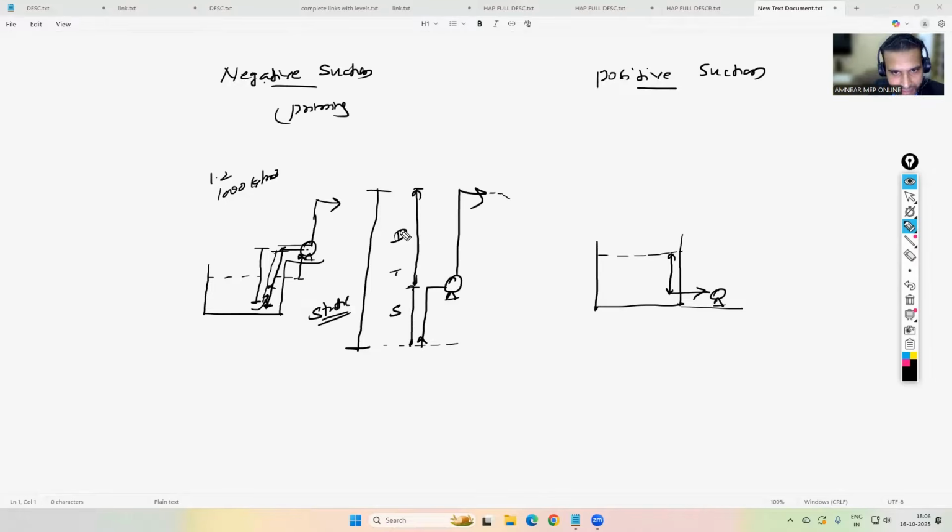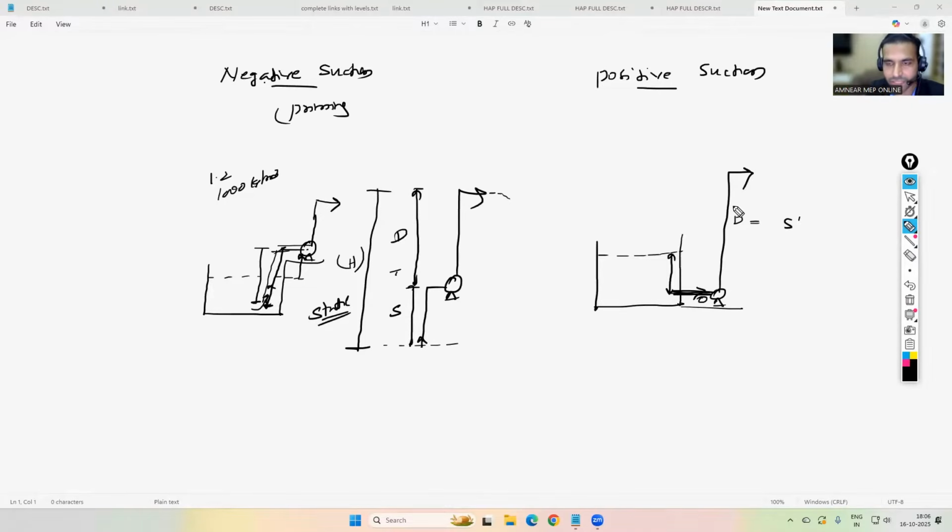So suction head plus delivery head, you will be getting the static head. But in positive suction, you can imagine this is your suction pipe and this is your delivery pipe. Let the suction head be such that there is no height difference. Suction is 0 only. Delivery head. So your static head is equal to your delivery head.